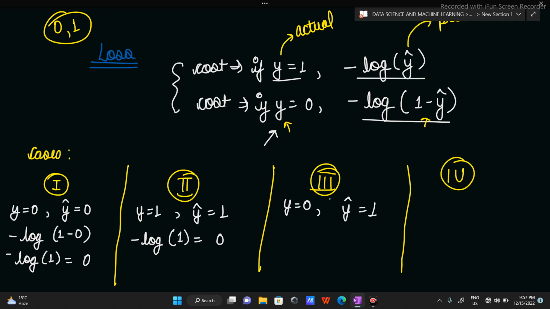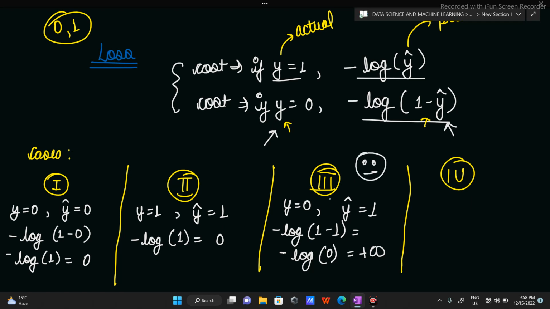Now third case would be when y was 0 but y hat was 1. I'm getting the opposite prediction. In this case, again, I will come back to this formula. I'll say log of what? 1 minus y hat. But y hat is 1. So I'm getting negative of log of 0. Now log of 0 is negative of infinity. Negative to negative, this will become positive of infinity. So I'm getting an infinitely big loss. So for this, I'm getting a really high penalty.